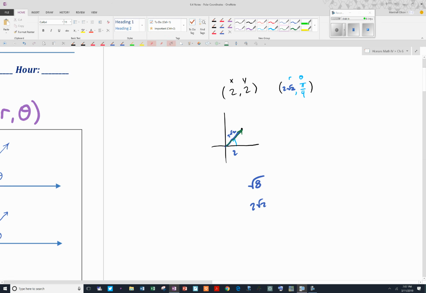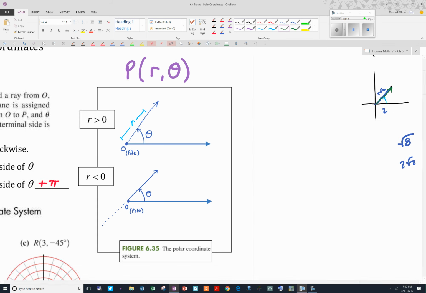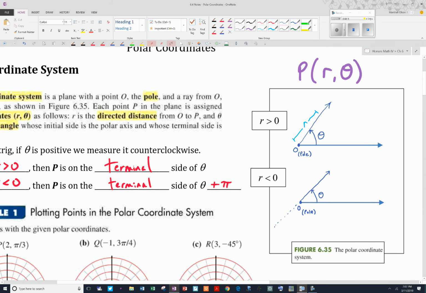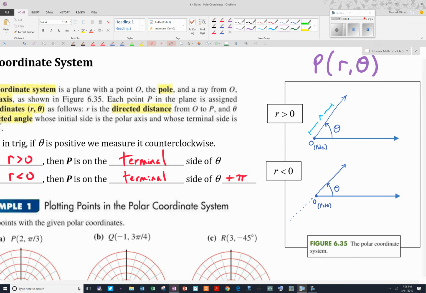So these 2 points represent the exact same point. This would be in the rectangular coordinate system, also known as the Cartesian, and this would be in the polar coordinate system. Okay, so let's talk a little bit more about that polar coordinate system. Take a second to get this stuff down here, and we'll talk about the difference between if r is positive or if r is negative.